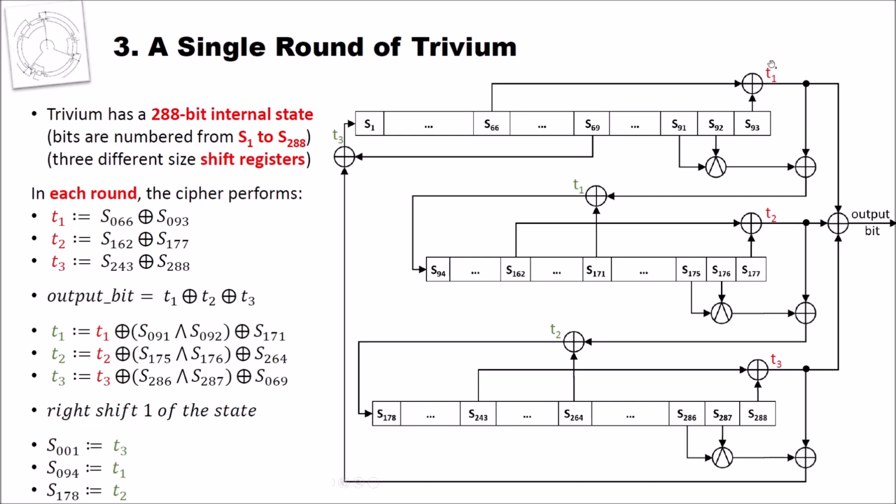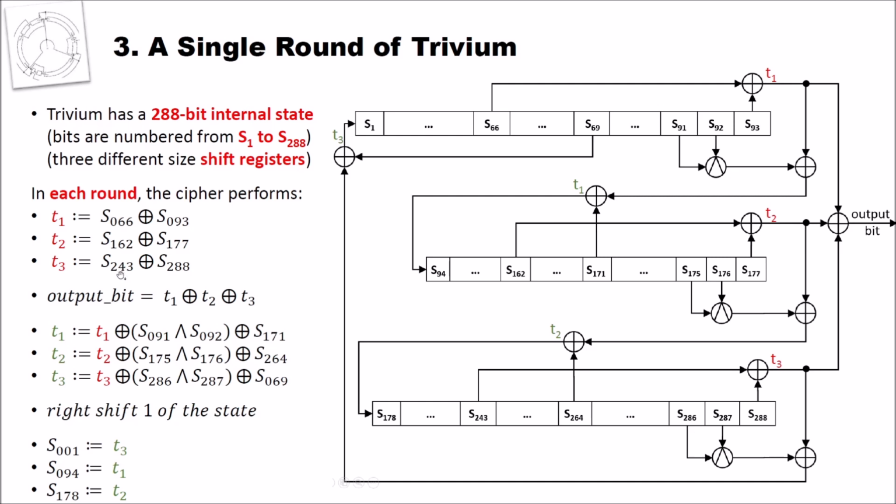And you can see here that the result of this operation, of this XOR, is T1. For the second shift register, you have the same. We have also two bits, S162, XORed with S177. Then you get, as a result, T2. And for T3, for the third shift register, we have also an XOR combination of two bits.